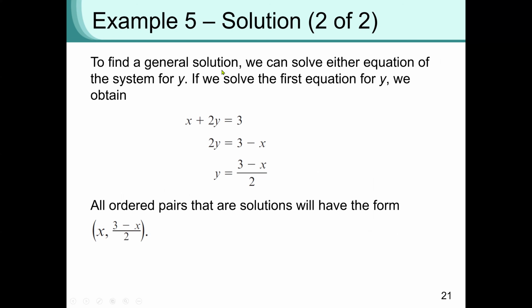Now, next, to find a general solution, we can solve either equation of the system for y. Now, if we solve the first equation for y, we obtain this. So I have x plus 2y equal to 3. So x will cross the equal sign, become minus, so we get 3 minus x. We divide the equation by 2, both left and right side, so that we get the value of y. So our answer will be 3 minus x divided by 2. So now we say that all ordered pairs that are our solution will have the following form. If x is 1, y will be 3 minus 1 over 2. If x is 2, y will be 3 minus 2 over 2.